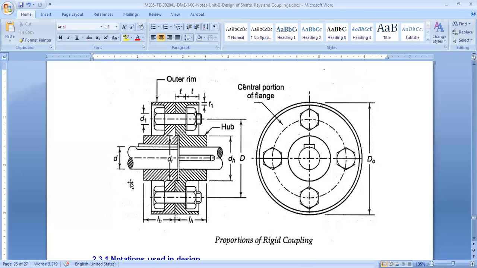Again, I will repeat it. Torque T is equal to 60 into 10 raised to 6 multiplied by power in kilowatt divided by 2 pi n. We use this formula to find out torque from the power, right? Or if we are given a pulley, then we will find out the resultant load on the pulley, and multiplied by radius it will give us the torque.